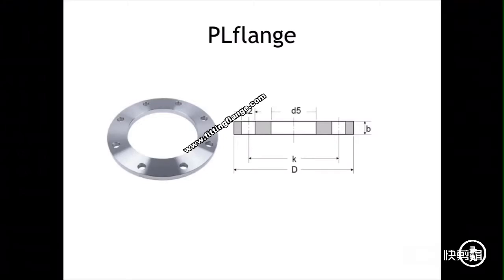The plate flange. We can see the plate flange is very normal. It is very easy to be produced and very convenient to be assembled. The production cost is lower, so it is widely used in many fields, but rarely used in the chemical industry or higher risk industry.